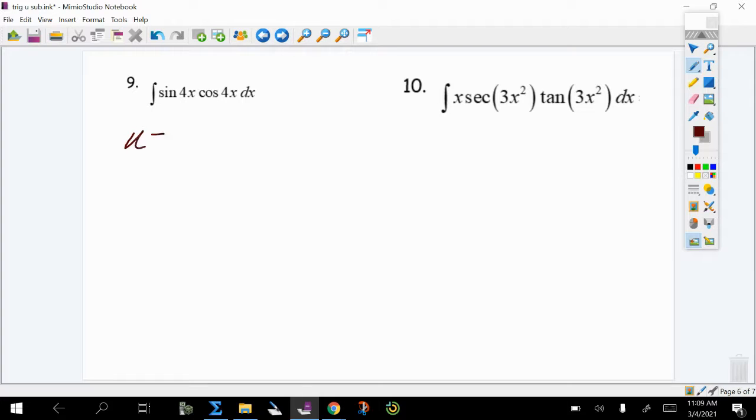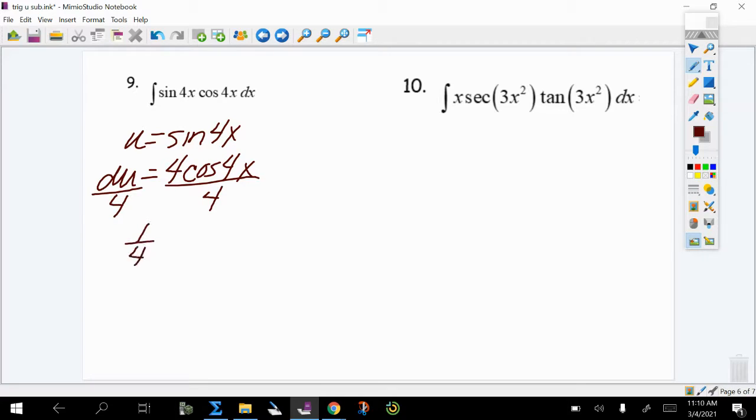So here's my u. My u is the sine of 4x. Now, when you derive sine, you do get cosine. You also have to derive the angle. So it's kind of like a mini chain rule within this u sub. So your derivative is actually 4 cosine 4x. I don't have that 4 in my original integral, so I'm going to have to divide, giving me a 1/4 adjustment.